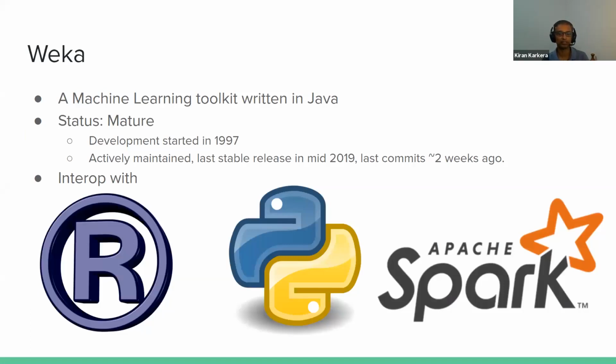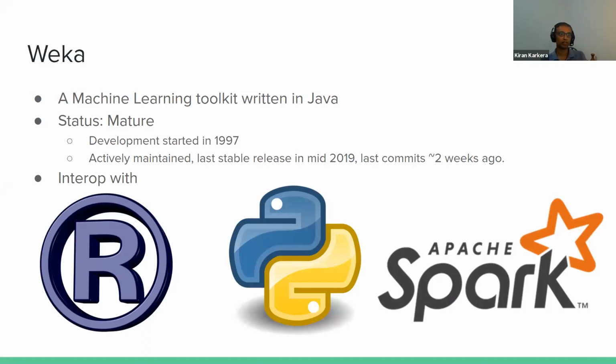Weka is a machine learning toolkit written in Java. It's one of the oldest. Its development started actually in 1997. That makes it more than 20 years old now, and it is still actively maintained. It's gone through some ownership changes. It has two branches, a stable and a development branch. The stable branch was released last year, and the development branch is actively developed.